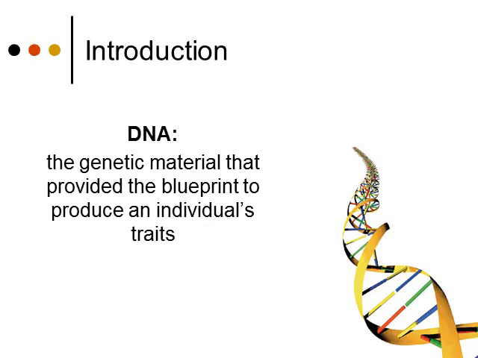So one type of nucleic acid is DNA. And DNA, this is the genetic material that provides the blueprint to produce an individual's traits. So the DNA is basically all the instructions in the cell that give us all of our traits and characteristics and help cells decide what type of proteins they should make, what the cell should look like, how many cells an individual should have. So it's really, really important to have this genetic material, these instructions, in order to grow and reproduce living things.